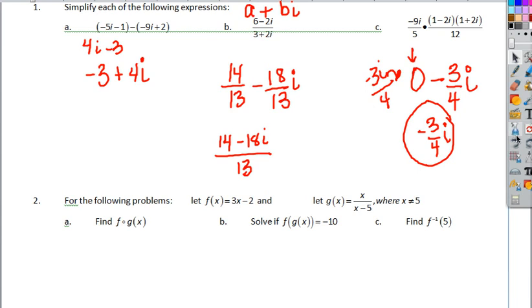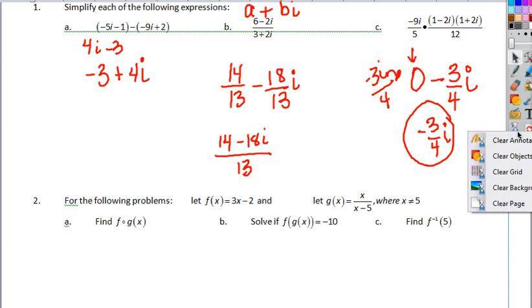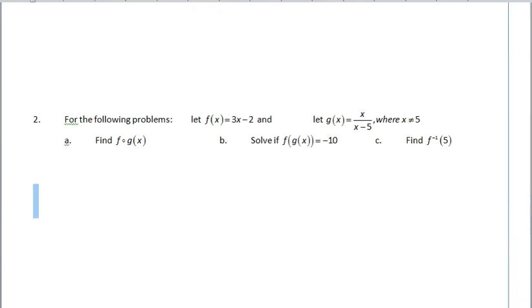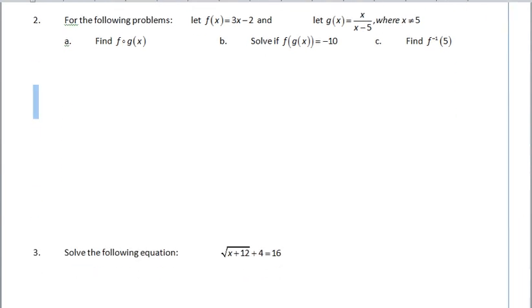All right, so if you need to finish writing that down, pause what I'm doing because I'm getting ready to erase. Okay, moving on to your composition of function problems.